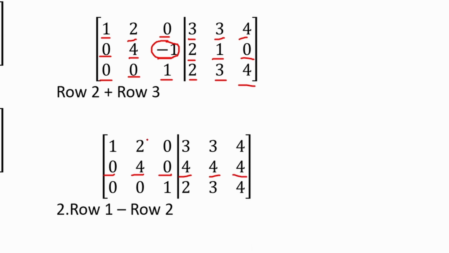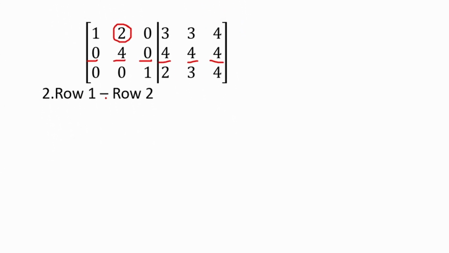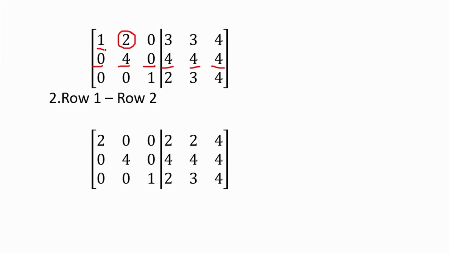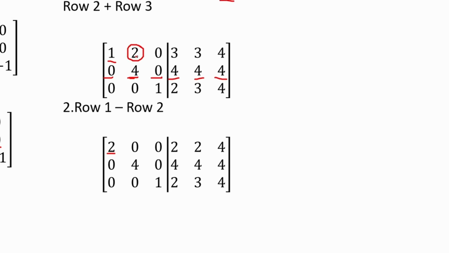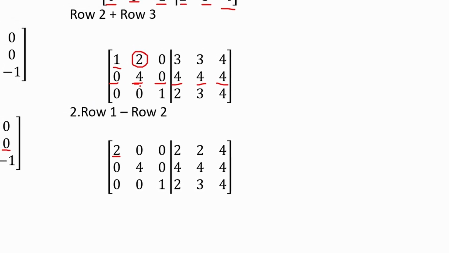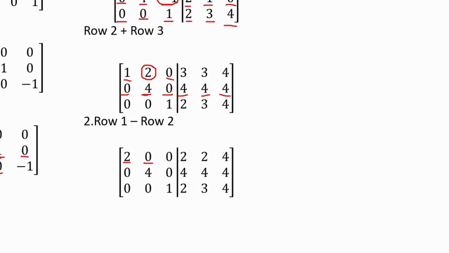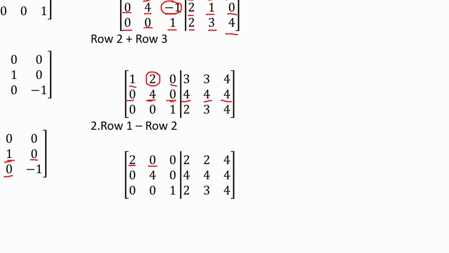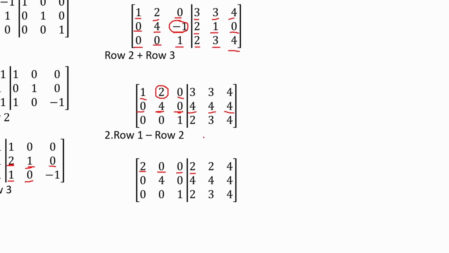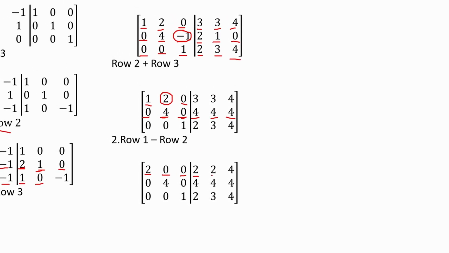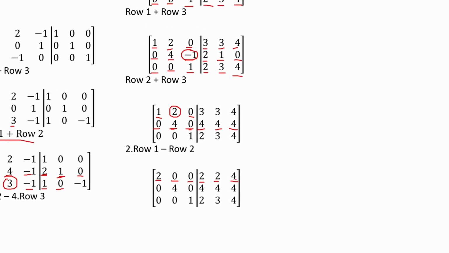And then I need to change this to 0. So what I need to do is 2 times row 1 minus row 2. So this one times 2 minus row 2 will be still 2. 2 times 2 is 4 minus 4 is 0. And then it will be still 0. 3 times 2 is 6 minus 4 is 2. 6 minus 4 is 2 as well. 4 times 2 is 8 minus 4 is 4.